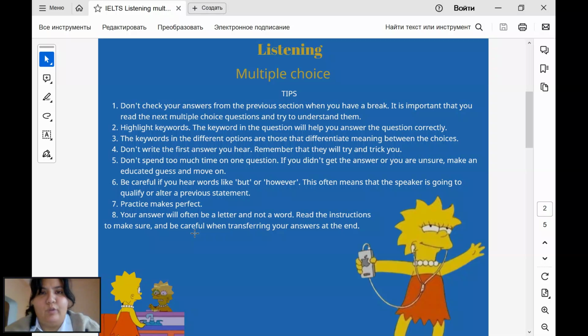If you see that the following questions are multiple choice questions, go and study the multiple choice questions that you have. Because at the end of the exam, you will have some time to transfer your answers or to check your answers one more time. But you will have no time to check the questions. So, my advice, do not check the answers from the previous questions. Go and check the new questions.